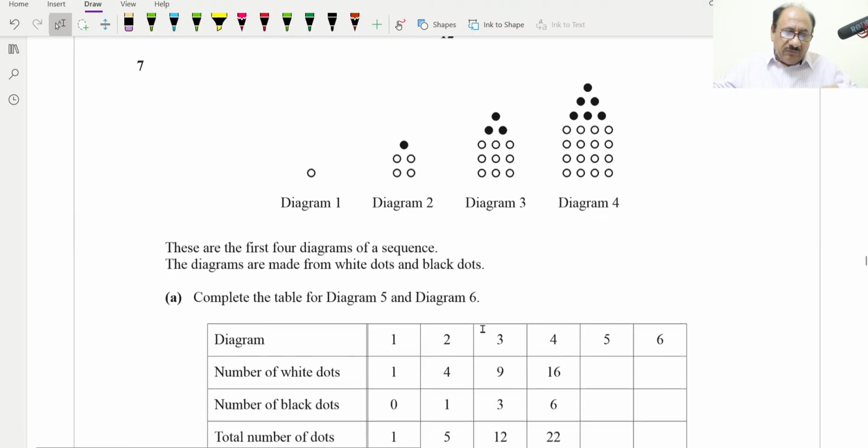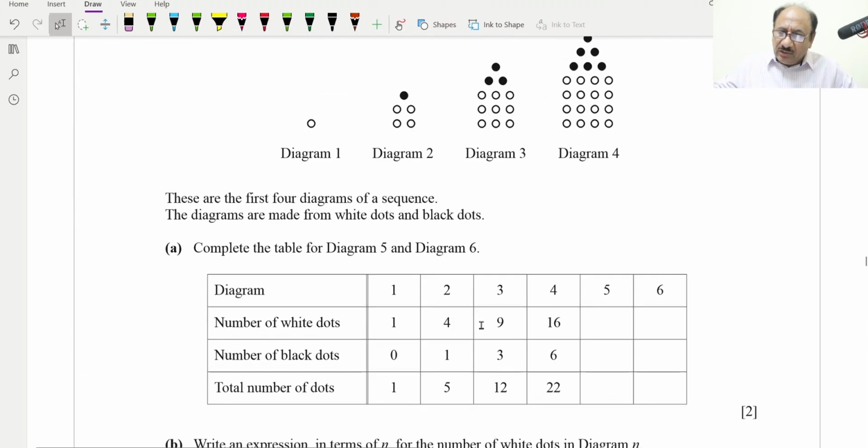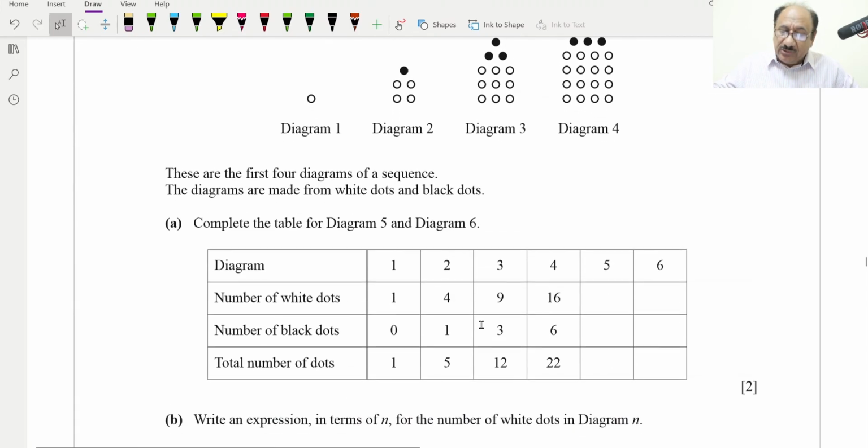Now question number 7 is a sequence question, which is an easier question. We have to complete the table. Diagram 1, 2, 3, 4, 4 diagrams are provided. Number of white dots, we have to check from the sequence. This is 1 square, 2 square, 3 square, 4 square, and this can be 5 square, which is 25. So we can write here 25, and this will be 6 square, which will be 36.